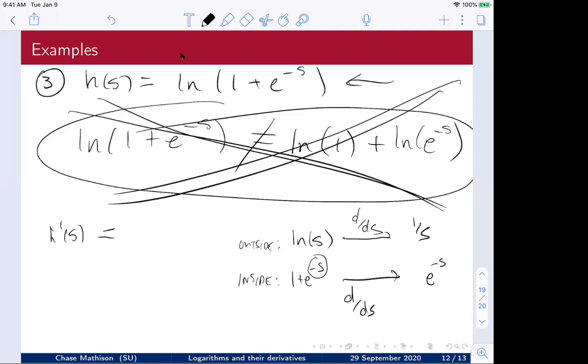If you use the chain rule again to differentiate e to the negative s, your outside function is going to be e to the s, and your inside function is going to be negative s, and so the derivative of the inside is just negative 1. To save time, I'm going to let you do that on your own. If you go through the work of this second chain rule, you'll find that you get e to the negative s times negative 1. The inside is just going to be negative s, because differentiating 1 is just 0, right? So the only derivative that you need the chain rule for is for e to the negative s.